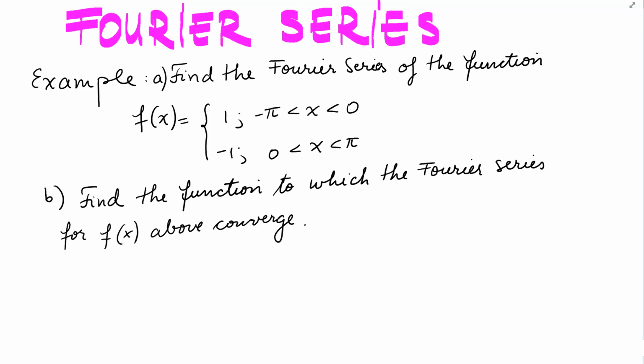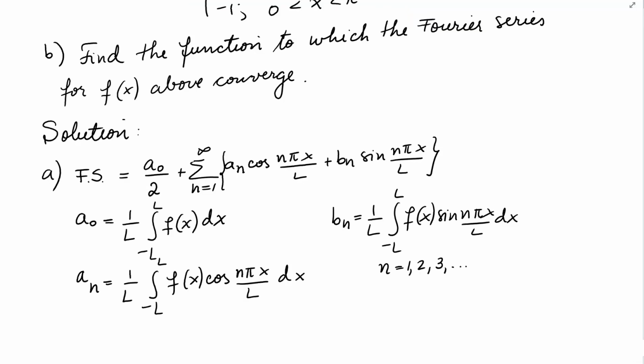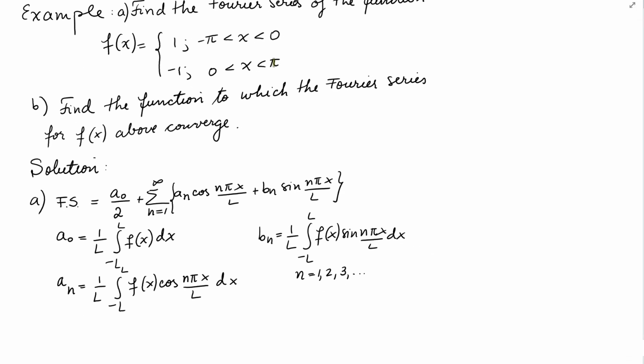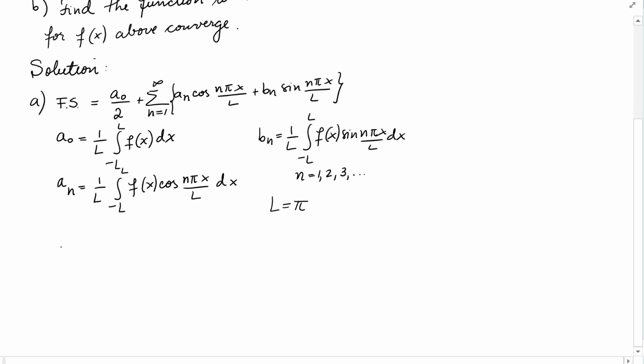So let's start with part A. I wrote all the formulas that we need. The Fourier series has this expansion, and then a naught, a sub n, and b sub n are given by the formulas. Now, taking a look at the function that we have, we can conclude that L is equal to pi.